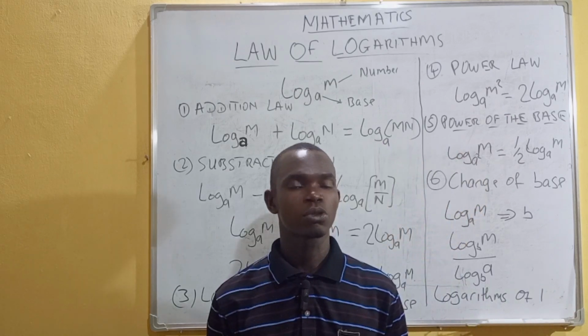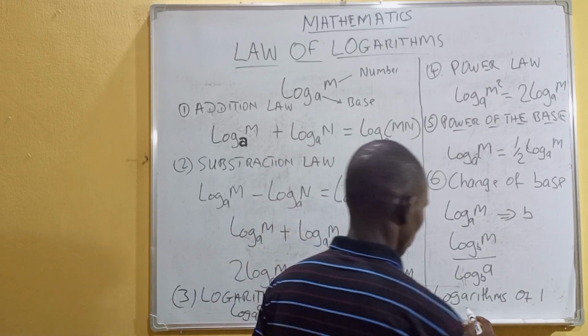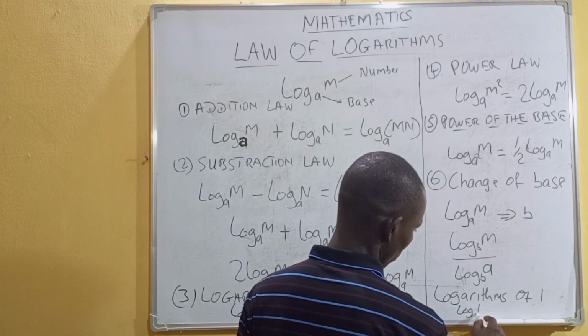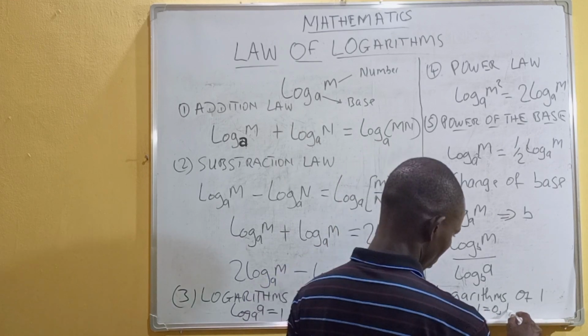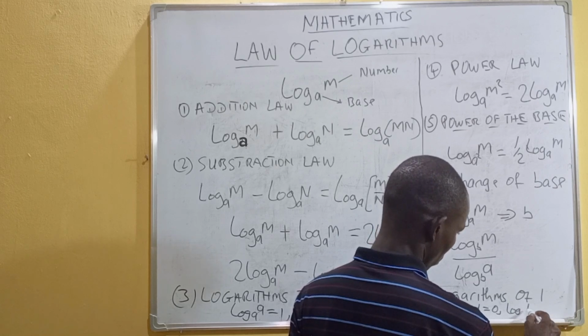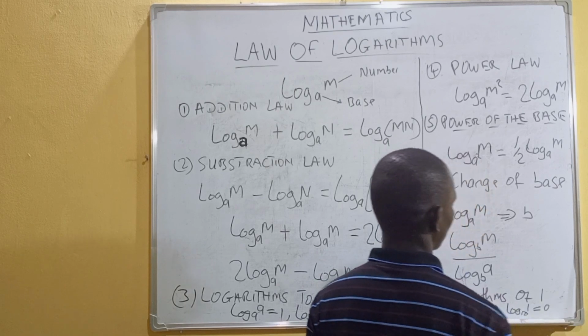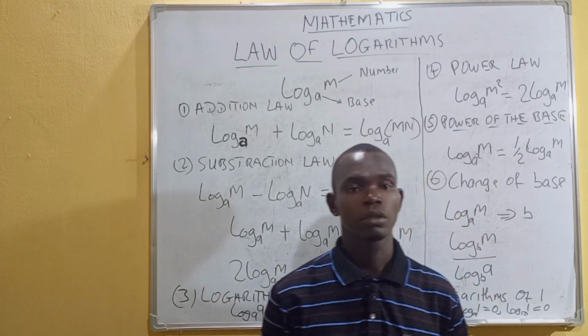The logarithm of 1 to any base is equal to 0. If we have log of 1 with a base a, this will be equal to 0, or log of 1 to base 10, this will be equal to 0. These are the laws of logarithm.